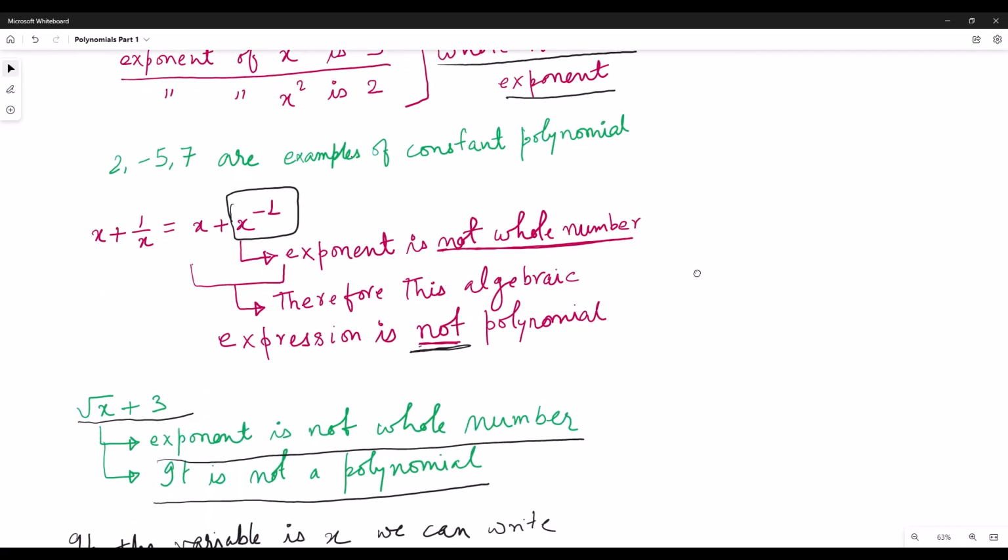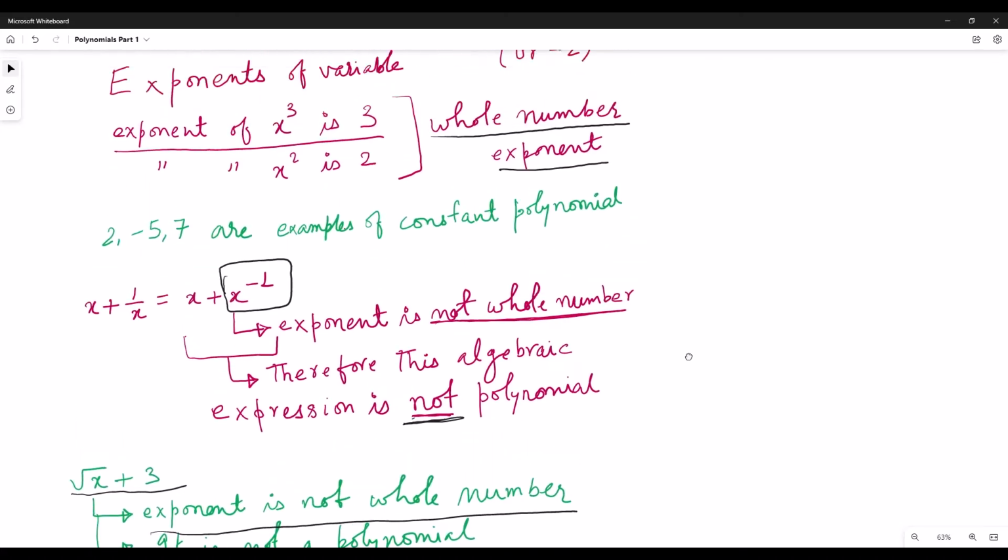Take x plus 1 by x. The exponent of x is minus 1. So this algebraic expression is not a polynomial. Like root x plus 3, the exponent of x is 1 by 2. So this expression is also not a polynomial.